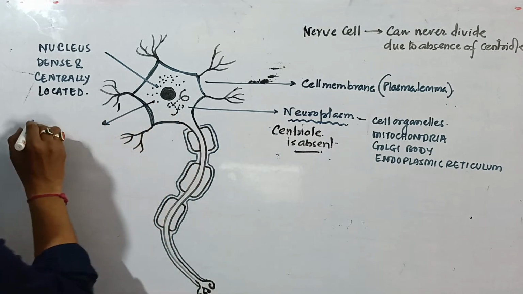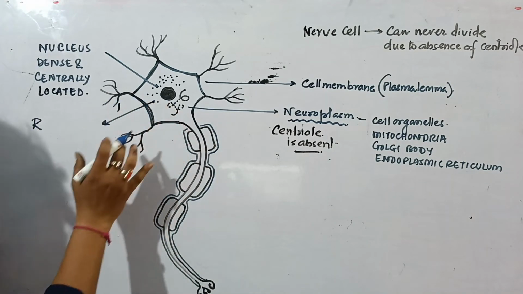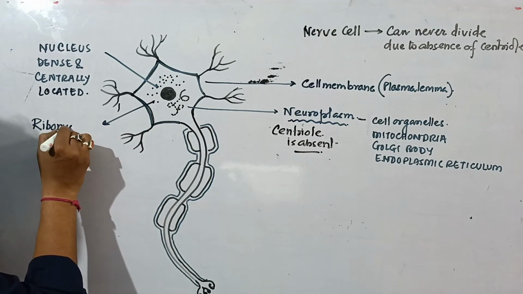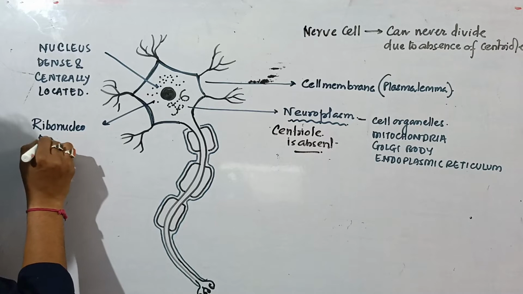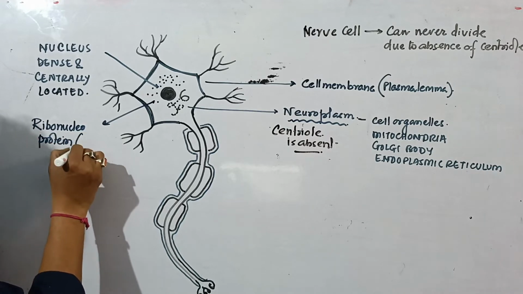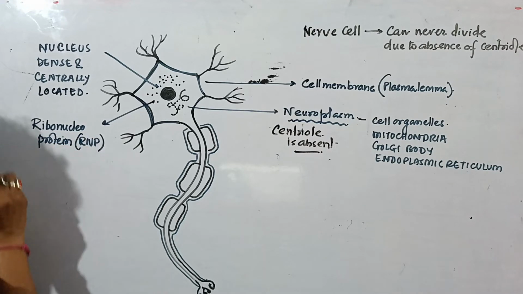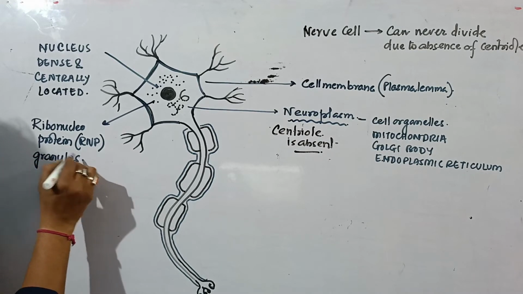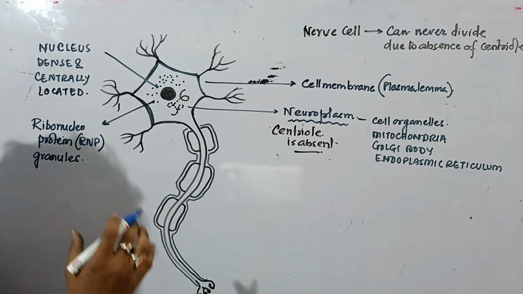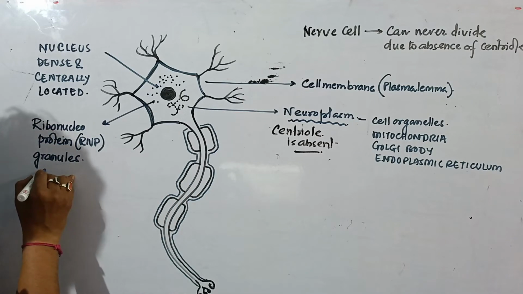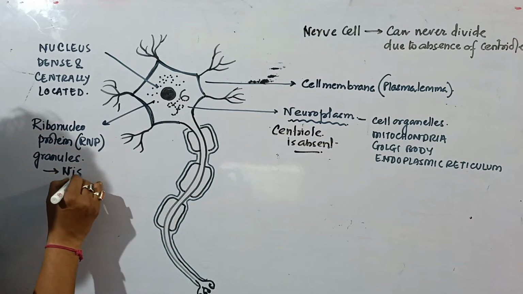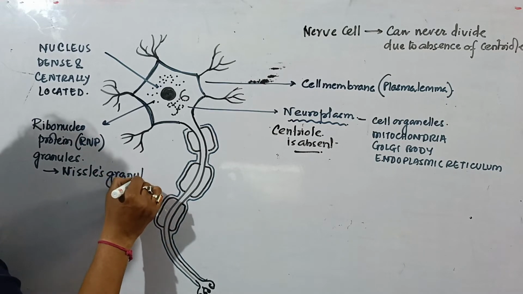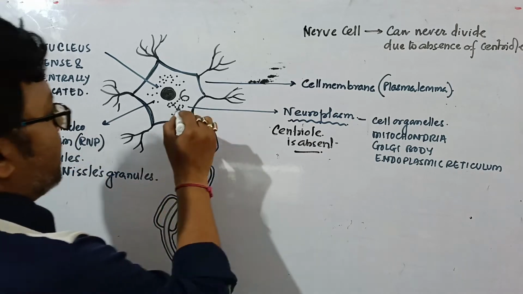Anyway, we'll find that ribonucleoprotein granules are even found within the cytoplasm of this cell body. Ribonucleoprotein, or in short RNP, granules are found within the cytoplasm or neuroplasm of the cell body, and they are generally known as Nissl granules.